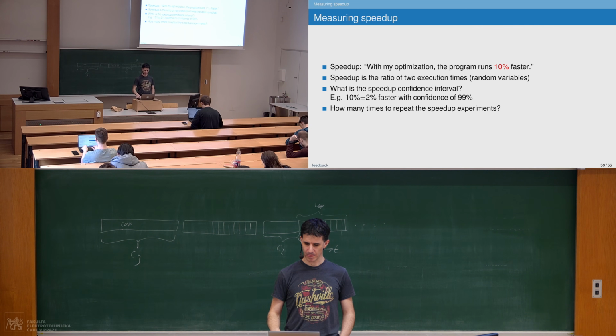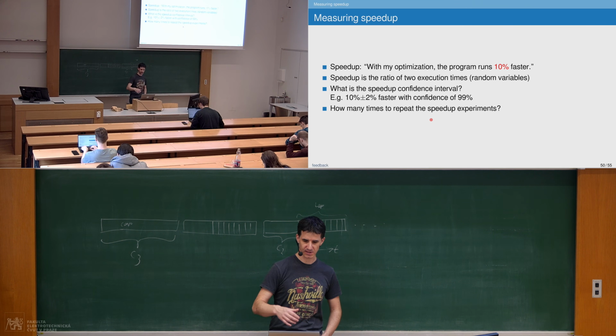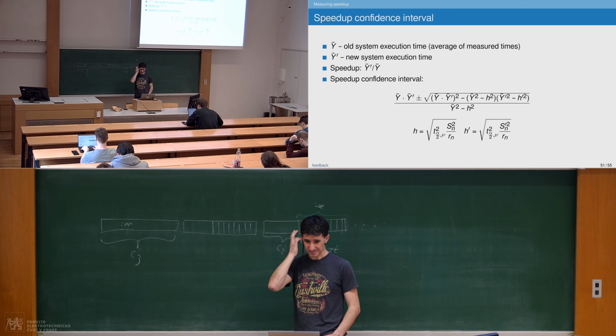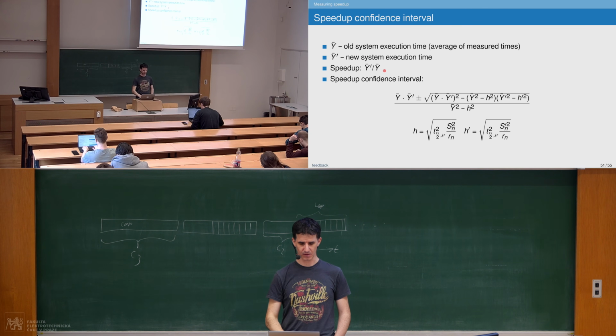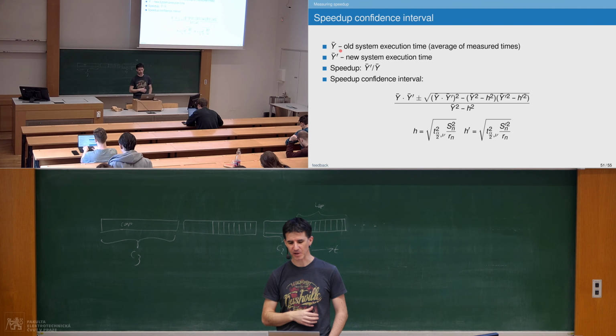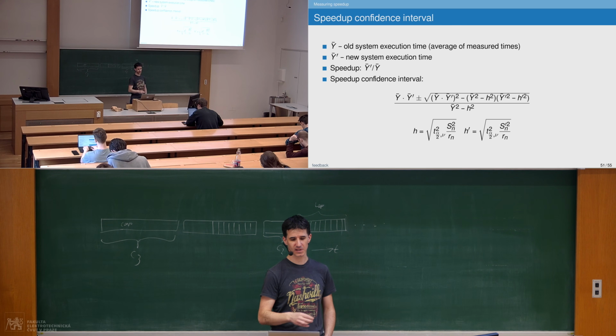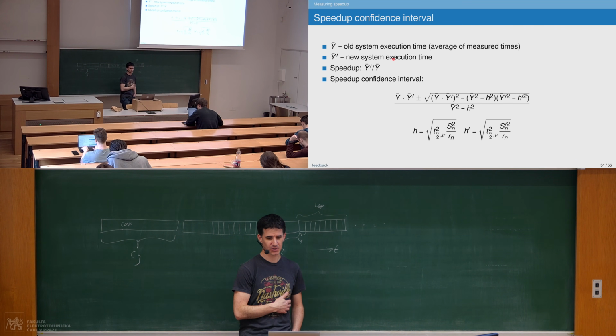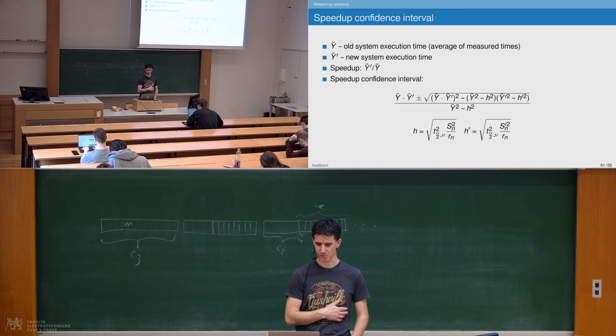So again, the question is how many times to repeat the speed up experiment, and the following slides give us the answer. So imagine you perform several measurements of the old system, which we will denote y bar, and y prime bar will be the average of the new system execution time.